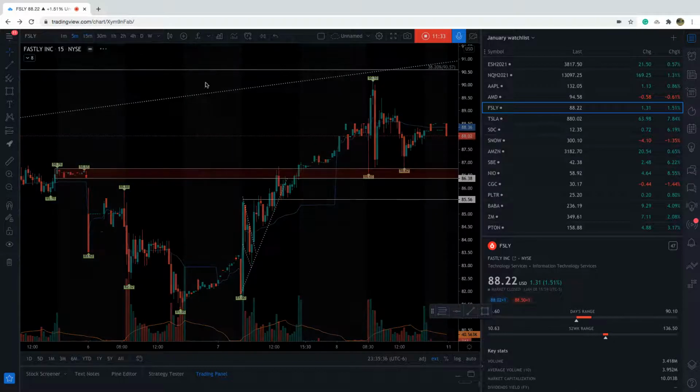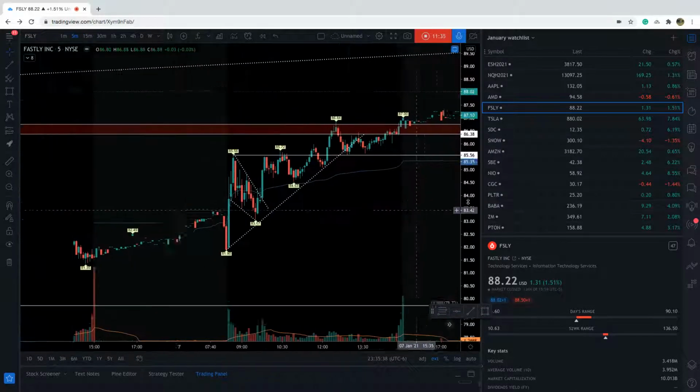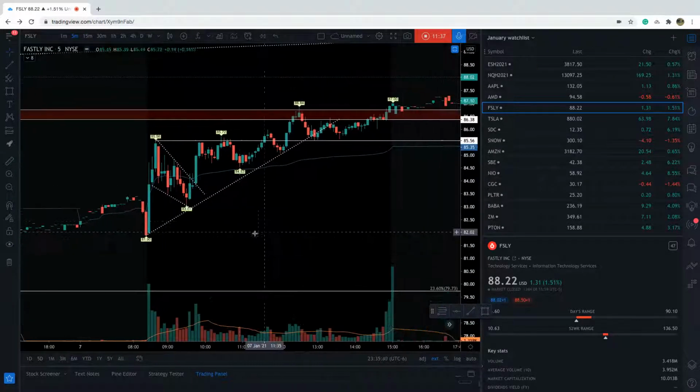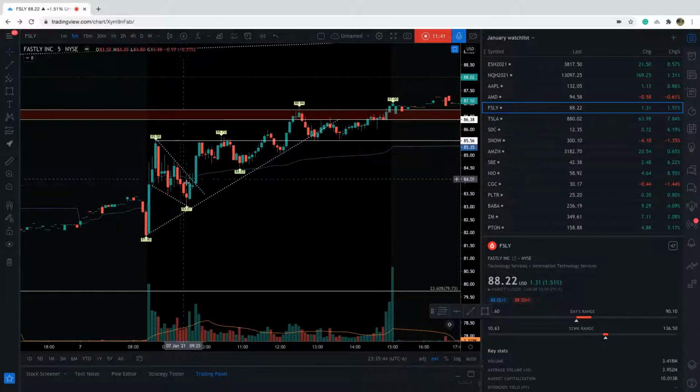Fastly was a scalp from this week. This was the day it happened. Strength in the open, created a high, descending channel, kind of a bull flag, came back up, tested the high, rejected, came back, and as soon as we broke this high, this was kind of my indication to go long.